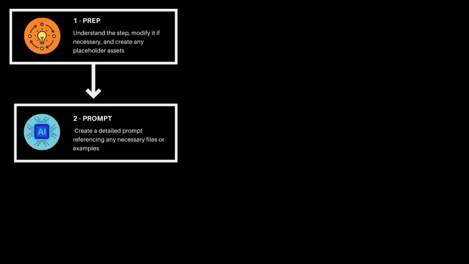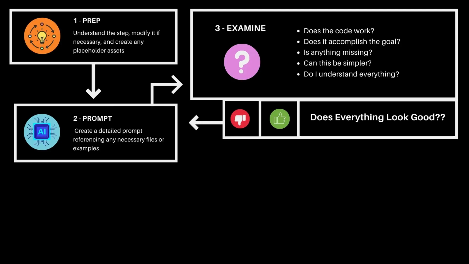Then we're going to do our prompting. We're going to create a detailed prompt referencing any necessary files or examples. Then we're going to examine what the AI has done, and we're going to ask some questions like, does the code work? Does it accomplish our goal? Is there anything missing? Can it be simpler? Do I understand everything? If the answer to any of these questions is no, then we're going to go back to step 2 and keep prompting until we get a yes.